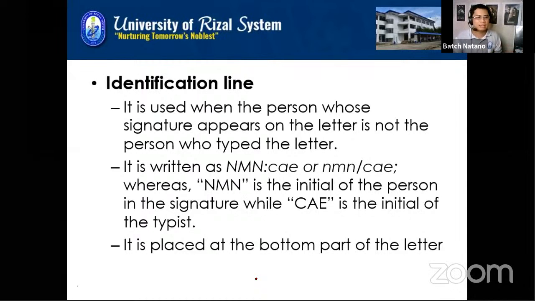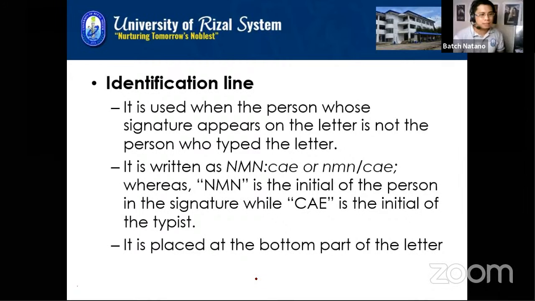It's for reference. Let's say, for example, the person reflected in the signature is your boss, but it's not your boss who really wrote the letter. It's the secretary. You are the secretary. So you can use an identification line. It could be written as NMN colon CAE, or NMN slash CAE. NMN is the initial of the person in the signature, while CAE is the initial of the typist, the one who wrote and encoded the letter.